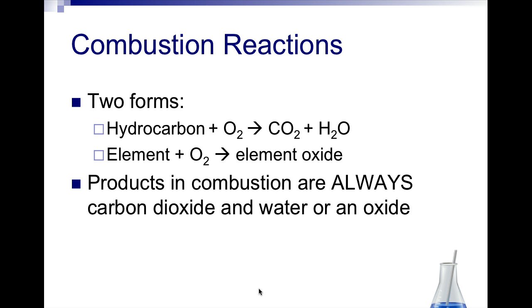Now, combustion reactions, there are 2 forms. There's the hydrocarbon, which is basically a hydrogen and a carbon, plus oxygen to give me carbon dioxide and water. We can also have where it goes from an element plus oxygen to give me the element oxide. These here tend to also resemble combination reactions, and that is acceptable in the high school level to consider them combination and or combustion. Products of combustion are always carbon dioxide and water or an oxide. An oxide is basically where the element plus oxygen gives me the element oxide.